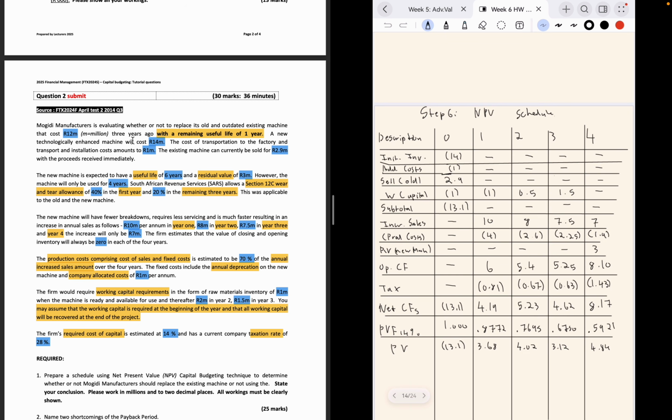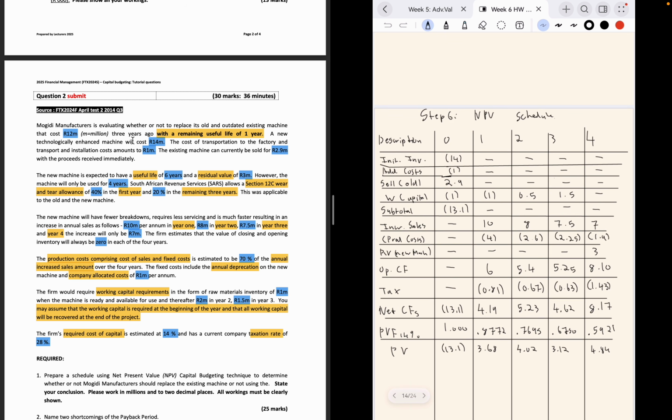Okay, so now this is the big dragon. But this is really just us putting all the information that we already have into the net present value schedule. So I hope you can see it semi-clearly. For year 0, our initial investment is 14 million. We add the costs of 1 million. So again, if you see brackets, it means it's a negative, it's a cash outflow. If you don't see brackets, it's positive.